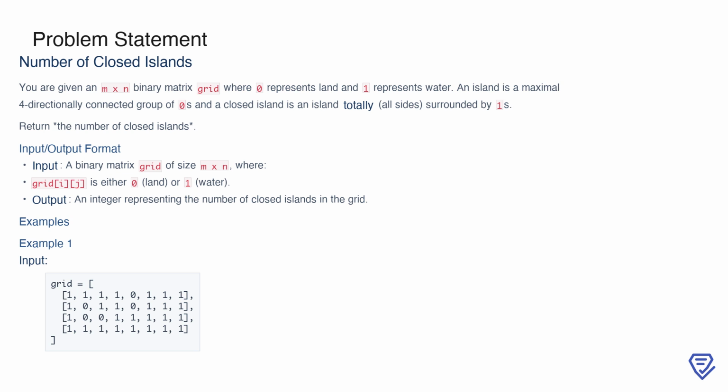Your task is to count how many closed islands exist in the given grid. The input will be a binary matrix, and the output will be an integer representing the number of closed islands. Let's look at some examples to see how this works in practice.